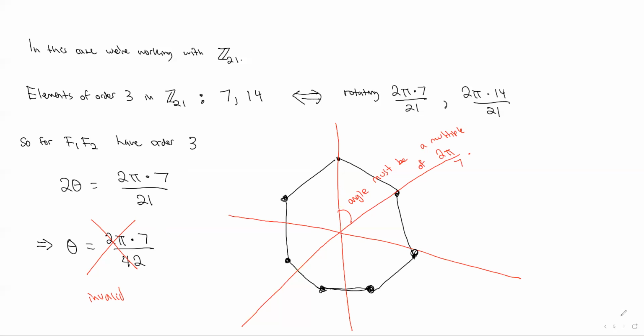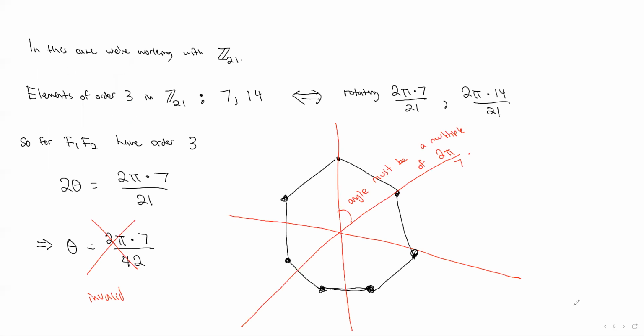So this one doesn't work, but there's another option we could try, which is 2 pi times 14 over 21. So let's try that. So 2 theta equals 2 pi times 14 over 21. Then theta equals 2 pi over 21. And that's valid because it's a multiple. So this was not valid.